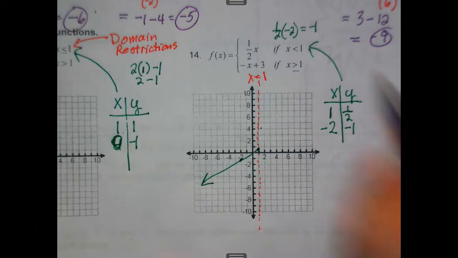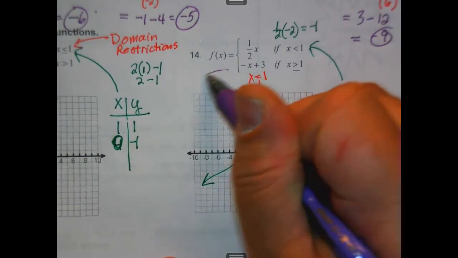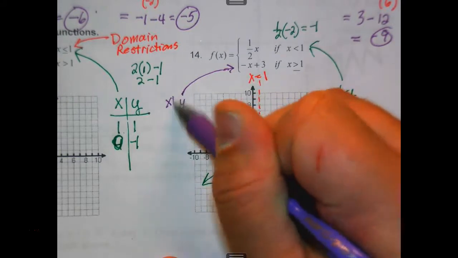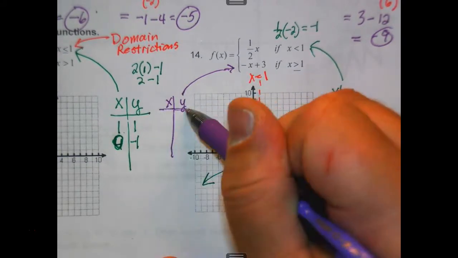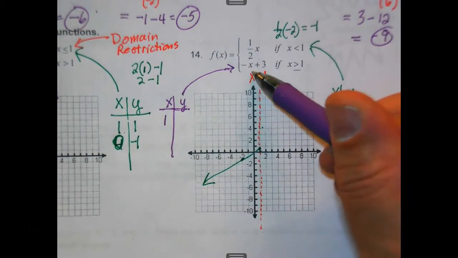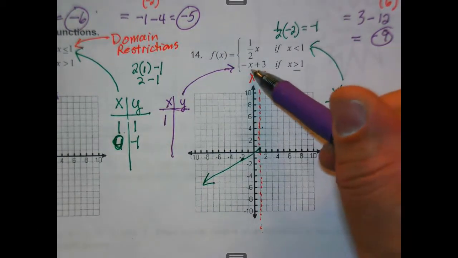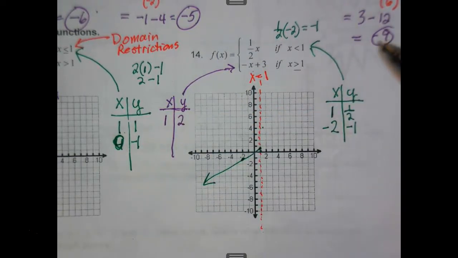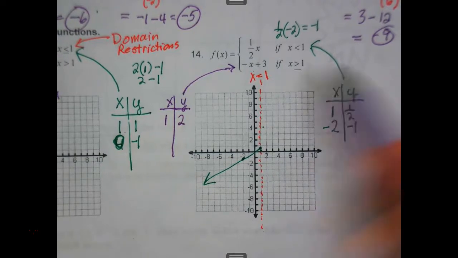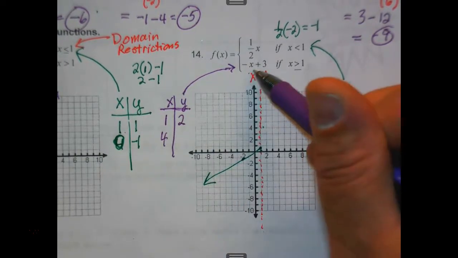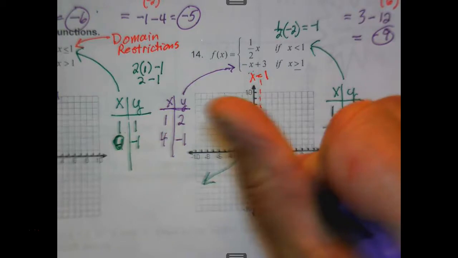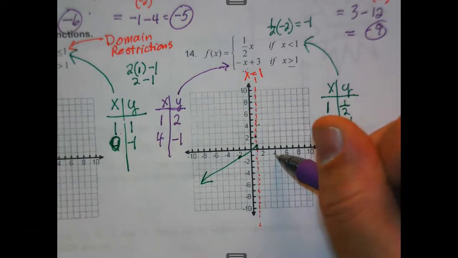Okay, check the other one. X, y. My boundary point there is 1. If I plug in 1 here, what do I get for y? -1 plus 3, 2. Pick another number greater than 1. 4. -4 plus 3 is -1. So I have 1, 2, and 4, -1.